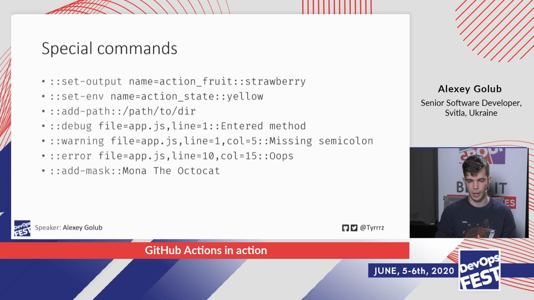These are just things you can log to the console, and based on that format, it does something special. You can set outputs, set environment variables, and add to the PATH environment variable. You can also report debug, warning, or error messages using a specific line and column in a specific file, or you can also mask some sensitive data if you need.